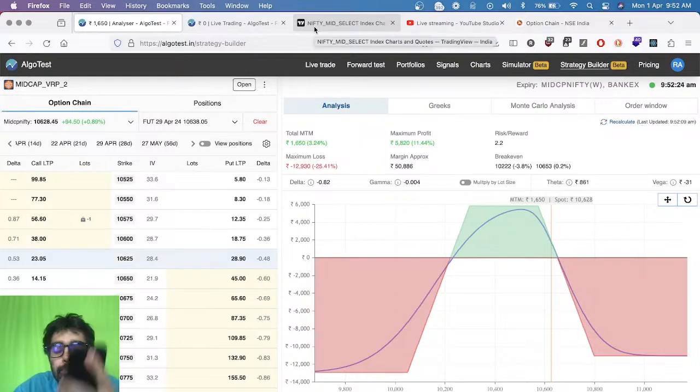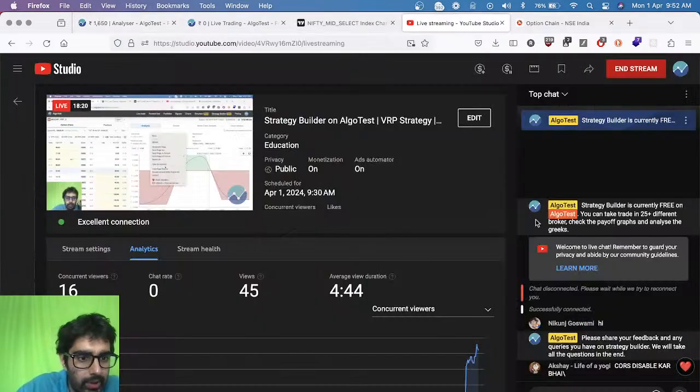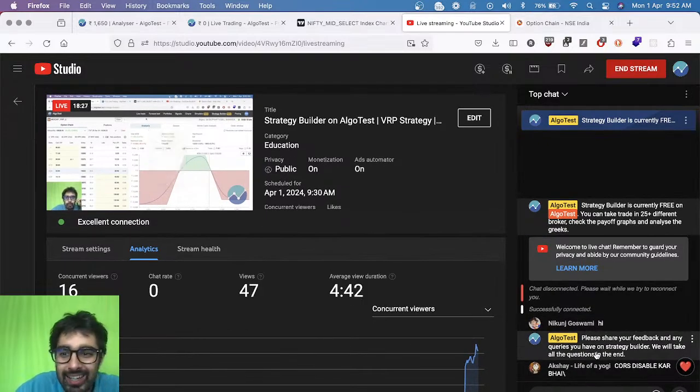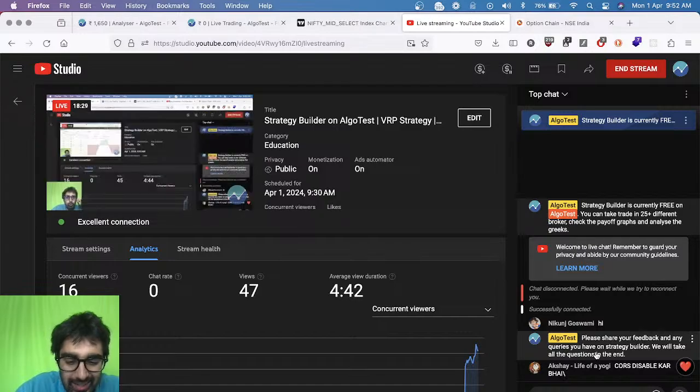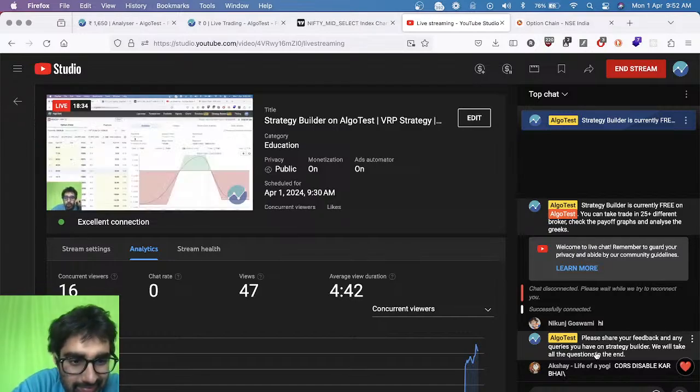Let's go down mid cap Nifty. If you have questions, I'm happy to take those. Disable CORS, bhai. It's not related to CORS, Akshay. That I can tell you 100%. But good observation, good question.